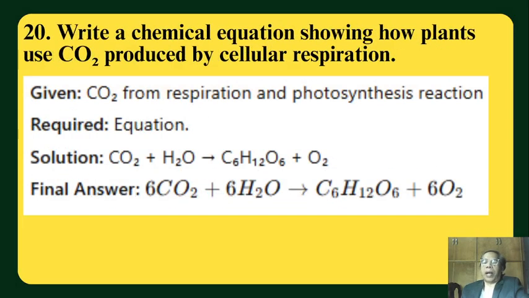And then practice problem number 20. Write a chemical equation showing how plants use carbon dioxide produced by cellular respiration. So we're given carbon dioxide from respiration and the photosynthesis reaction. So required: the equation. So the solution: 1 mole of carbon dioxide reacted with 1 mole of water to produce 1 mole of C6H12O6 and then 1 mole of oxygen.